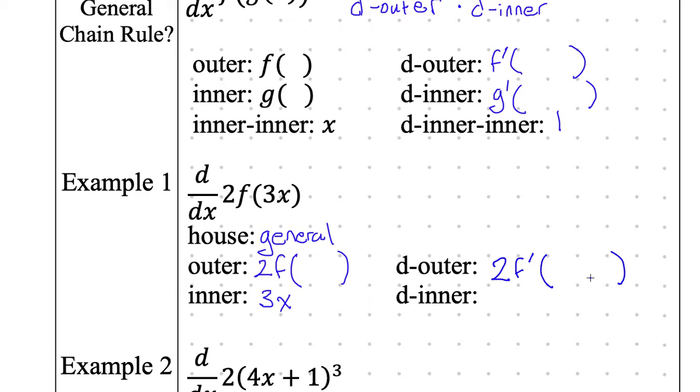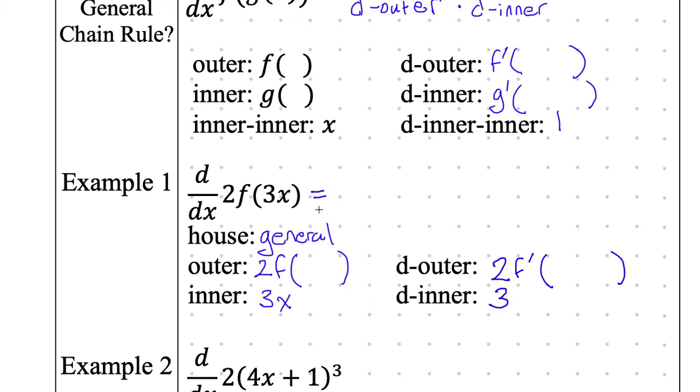And what about dinner? If inner was 3x, what is dinner? The derivative of that. Who's got it? Chris, go for it. Derivative of 3x. 3. There it is, 3. So then I combine them.